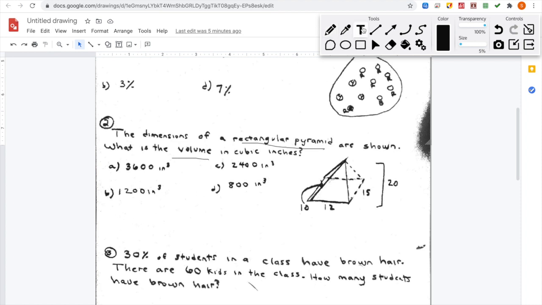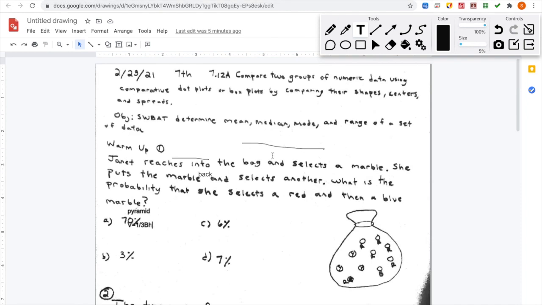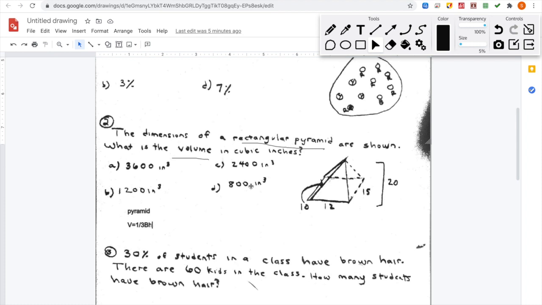So I'm going to write pyramid, and I'm going to write the equation. Volume of a pyramid equals 1/3 base times height. And now the second thing I'm going to write is the area of the base. And the shape of the base is, it's not a triangular pyramid, it's a rectangular pyramid. So rectangle. And I'm going to write how to find the area of that base. Area of your rectangle, length times width.